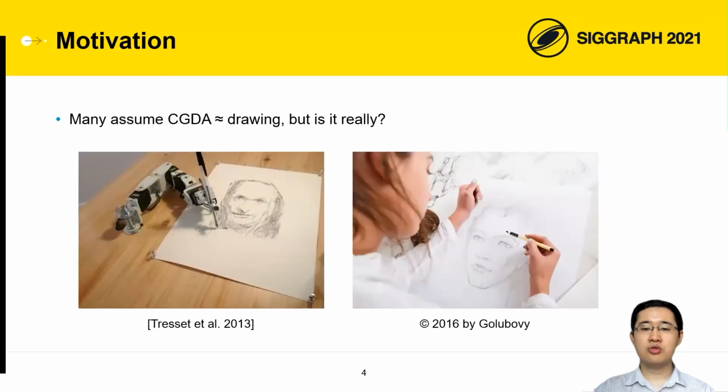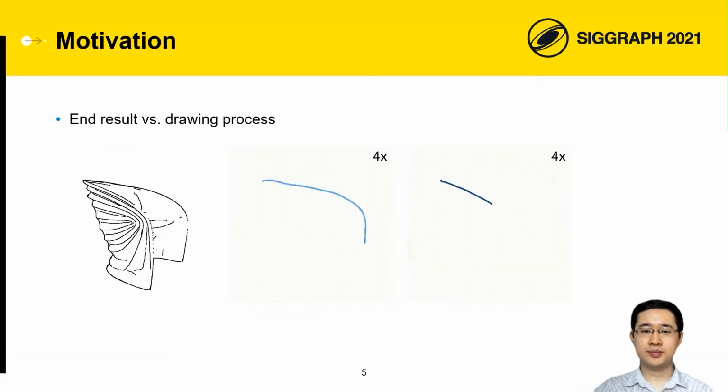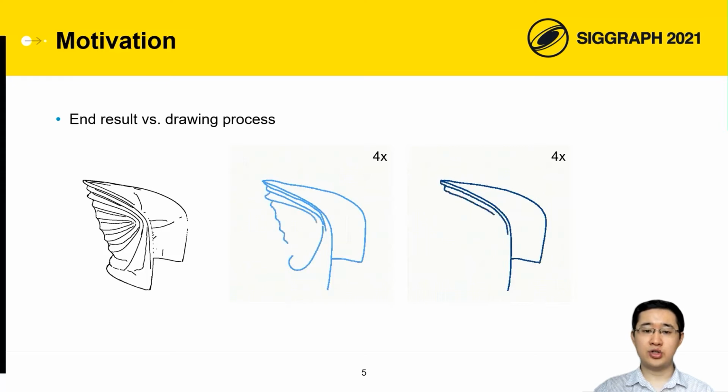These computer-generated drawing approximations are often used as a proxy for hand drawings. For example, many rely on CGDA for training machine learning models. However, the extent to which current CGDA results resemble real drawing remains unclear. In particular, most CGDA methods only approximate the end result, neglecting the drawing process, which includes stroke and temporal information.